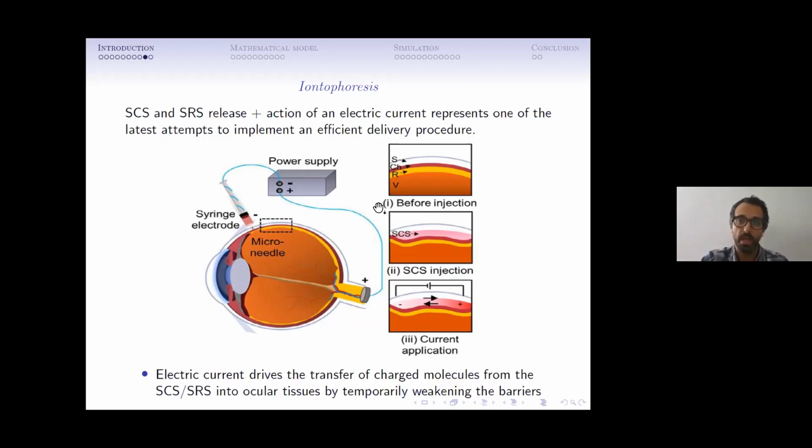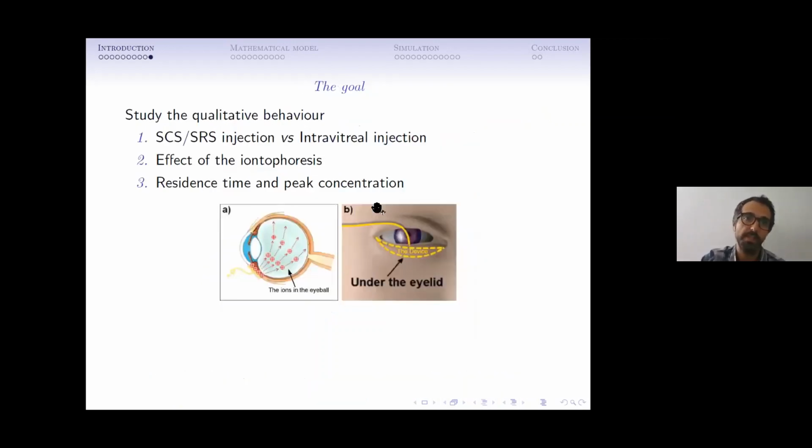So our objective today is to make a qualitative study about this type of injection and compare it with the intravitreal injection. We want to check the effect of the iontophoresis, and we want to give information about the residence time and the peak concentration of this type of injection.